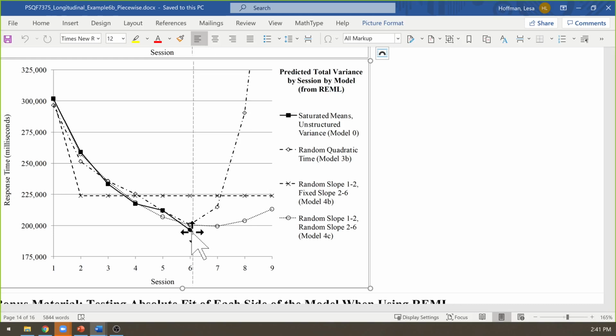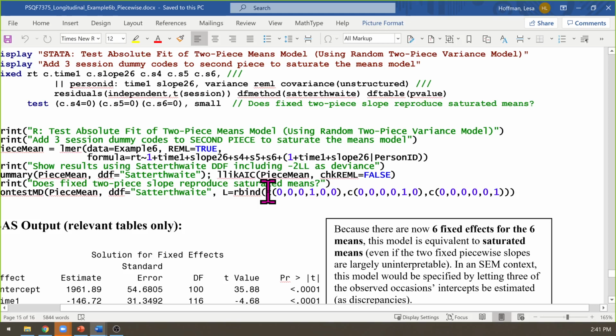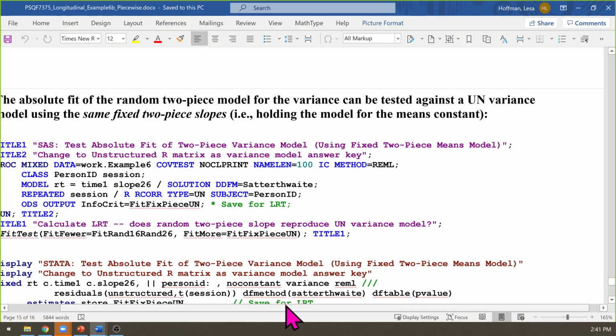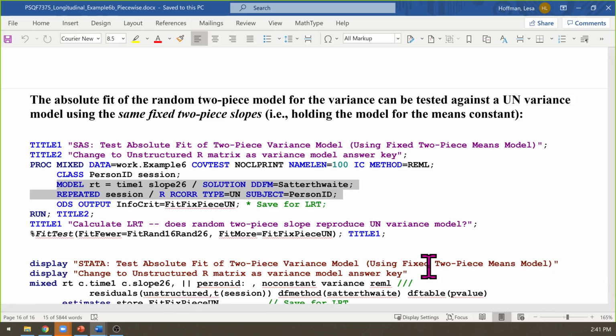So I need to do a model comparison because this is the model for the variance. Because I'm in REML though, I have to make sure that the model for the means is the same in both models I'm going to compare. So what I'm going to do is estimate one more model to serve as a comparison. I'm going to pit my random two-slope model against this kind of hybrid model here. So this is, I think, the last page. Yeah, page 16. I am using an unstructured R matrix, but I am keeping the fixed slopes in the model for the means.